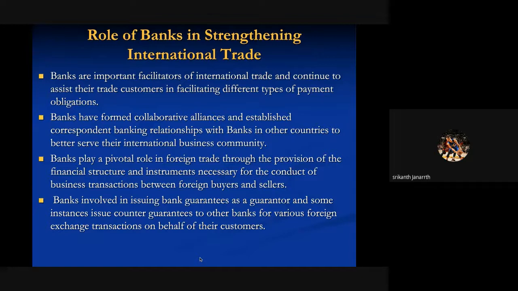So the bank's role here needs to be understood properly. Not only as a facilitator, through their correspondent network, they facilitate the trade.